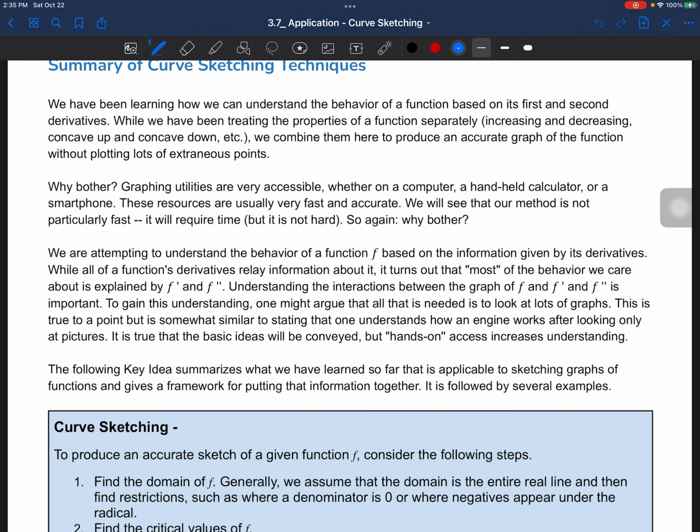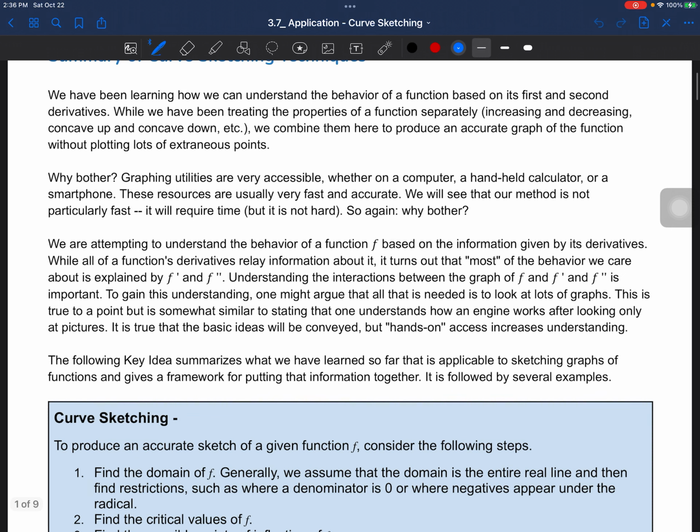So again, why bother? What we actually are attempting here is to understand the behavior of the function f based on the information given by its derivatives. While all the function's derivatives relay particular information about it, it turns out that most of the behavior we care about is explained by the first derivative and the second derivative of f. Understanding the interactions between the graph of f, f prime, and f double prime is very important.